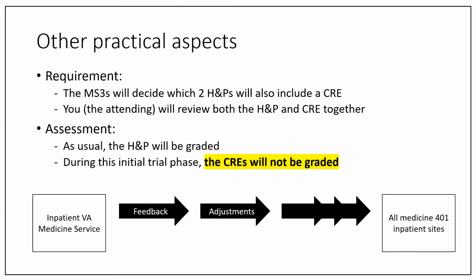A few final comments on other practical aspects for the CRE. The MS3s will decide which of the H&Ps will also include a CRE, and you, the attending, will review both of them together. While the H&P will be graded as usual, the CRE will not be graded at this time. This is because we are still trialing this into the curriculum at the VA inpatient site. We plan to make adjustments based on feedback from both you, the attendings, as well as the medical students, with the ultimate goal of implementing this into the entire Medicine 401 curriculum.